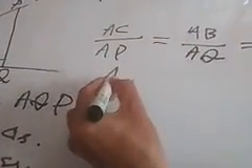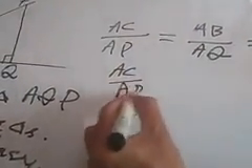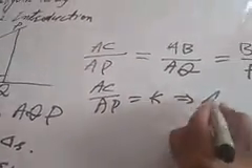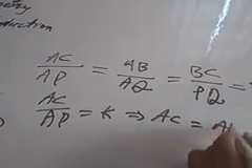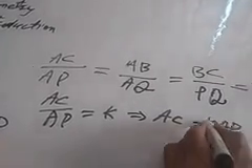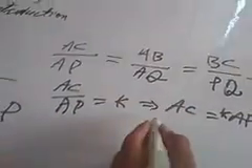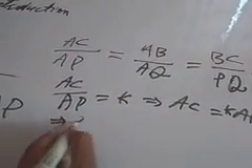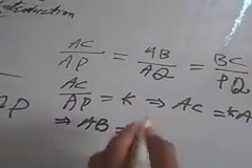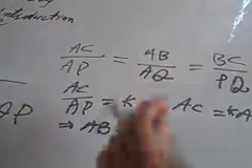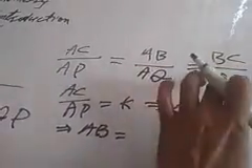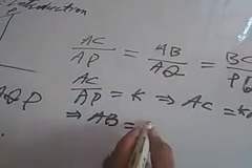Then AC by AP equals K implies AC equals K times AP. In the same way, AB equals K times AQ.